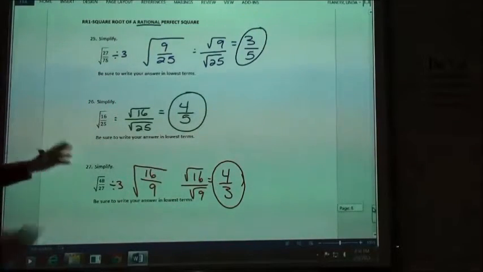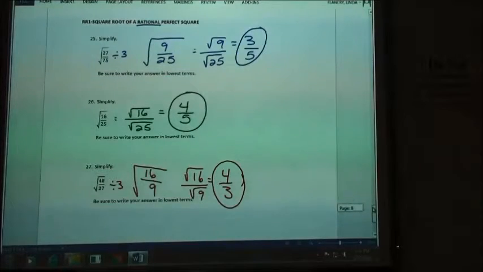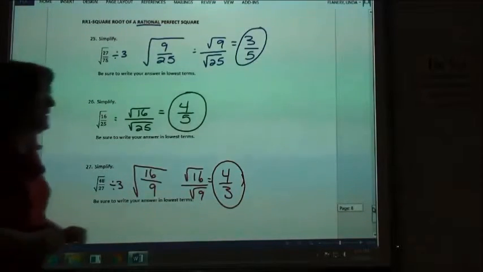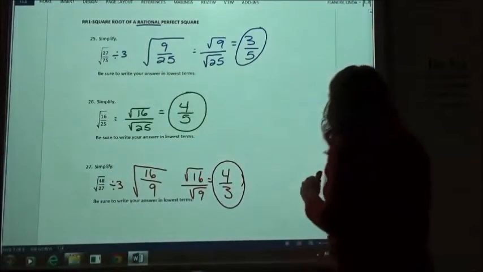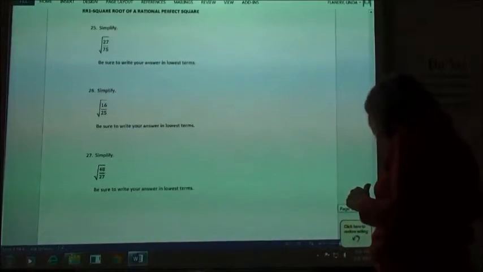So again, if you want to do them on the paper, check them with your calculator. I prefer you can do them on your paper without your calculator, but if you want to check them, that's perfectly fine. And that should be the end of homework day 11.